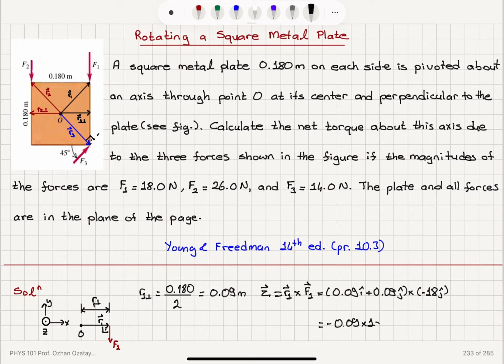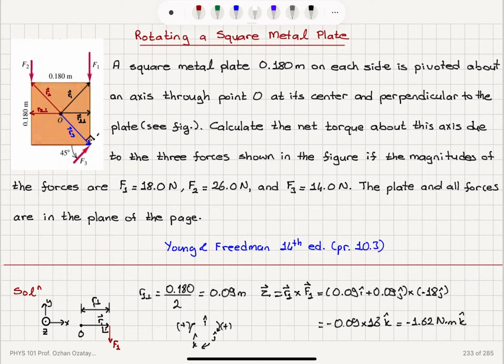So i hat cross j hat is k hat. So i hat, j hat, k hat, cyclic permutations in the counterclockwise direction. You can see that this is the positive direction. So i hat cross j hat is k hat, so it's minus k hat here. So this is going to give us minus 1.62 newton meters in k hat direction.